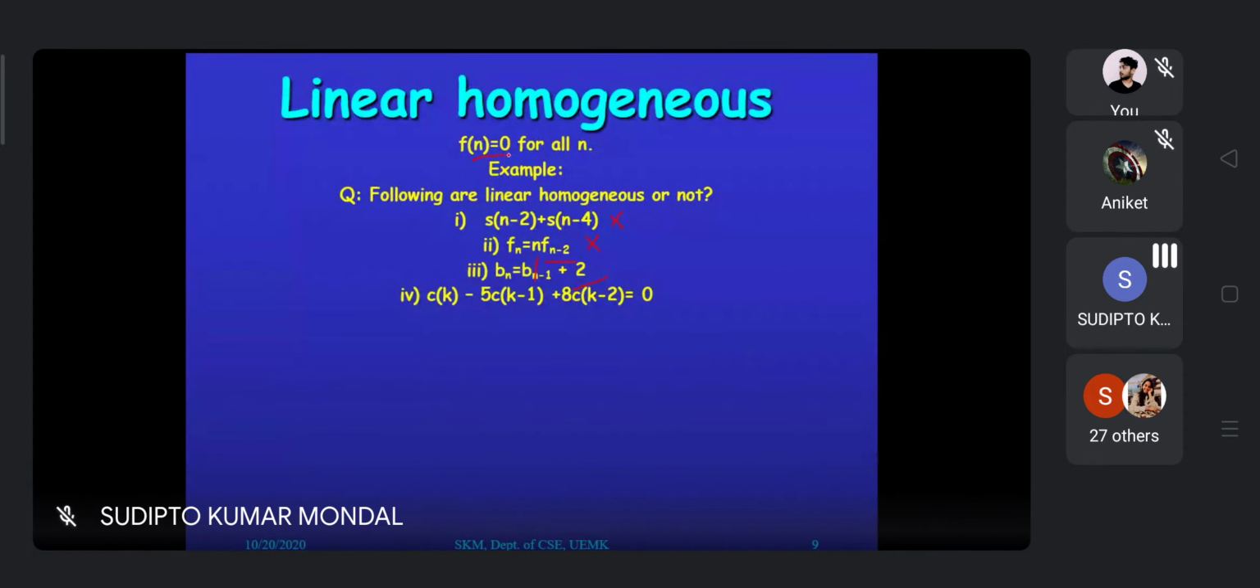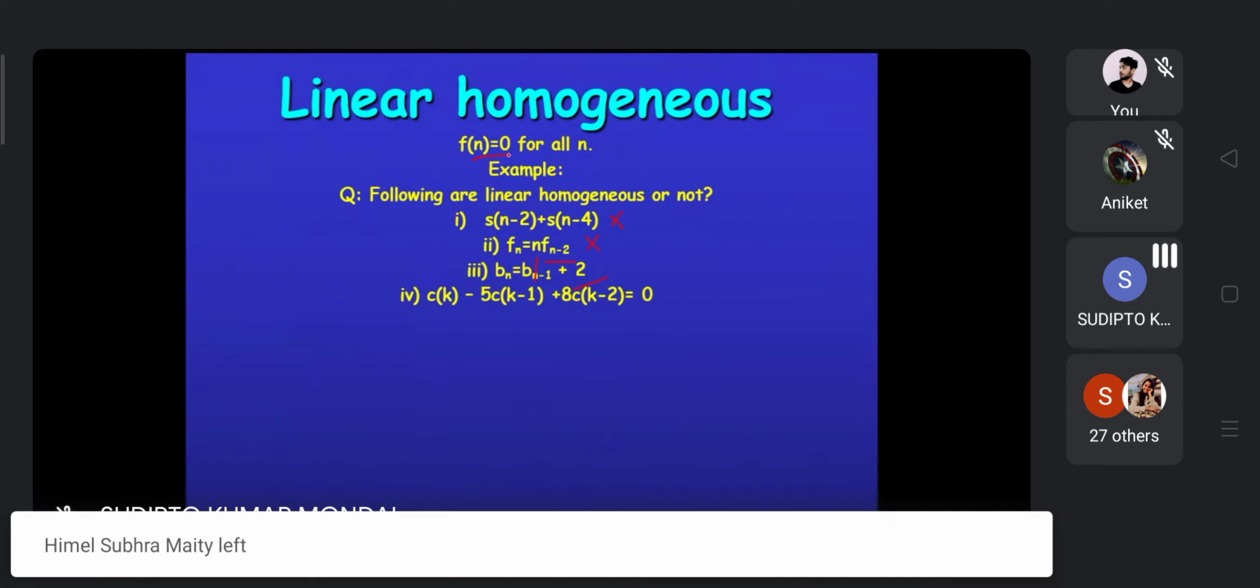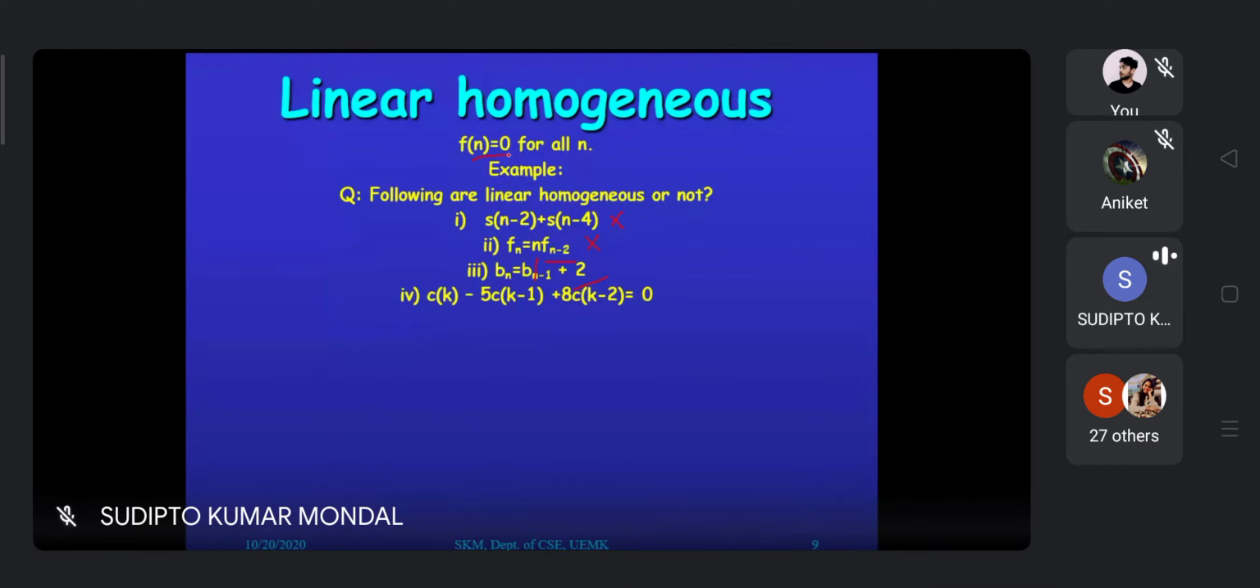Okay, next number 4. It is quite clear that c_k minus 5 into c_(k-1) plus constant into c_(k-2) ultimately is equal to 0. No constant, no nth term is there. That's why it's an Fn equals 0 representation. So yes, this is a representation of a linear homogeneous recurrence relation.